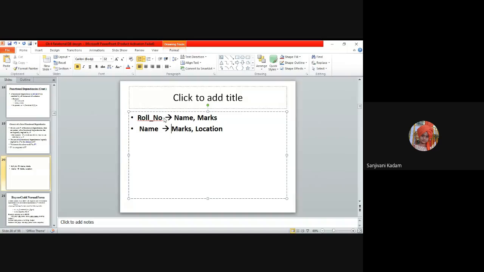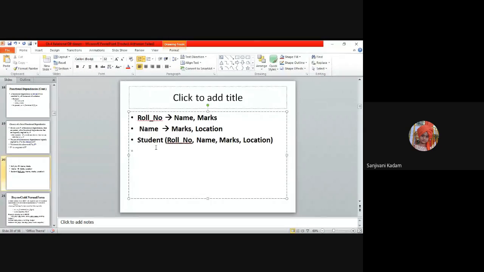Let us assume that we are having a relation R, a student relation. Within the student relation, we are having roll number, then name of the student, marks of the students, and location of the students. So these are the attributes of a student relation. And within that, roll number is my primary key. As usual, we will take roll number as a unique value.